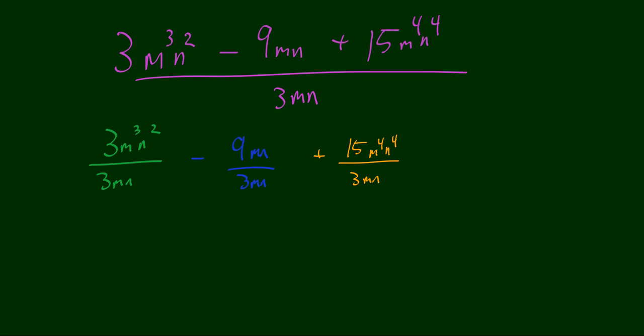So in the first term, come back to it, we've got 3m cubed n squared over 3mn. 3 over 3 cancels out, that's 1. Anything divided by itself is 1. M cubed over m is m to the 3 minus 1, or we can say m squared. N squared over n is n to the 2 minus 1. 2 minus 1 is just 1, or we could just write n.